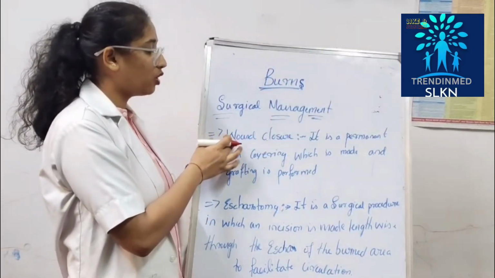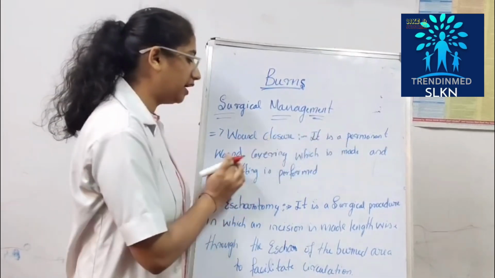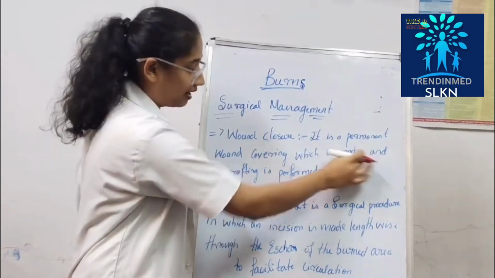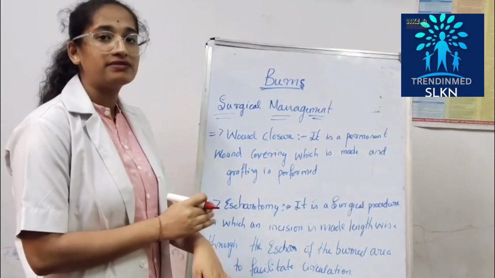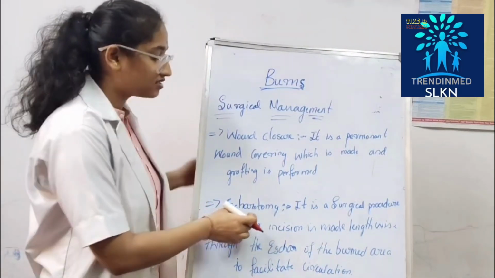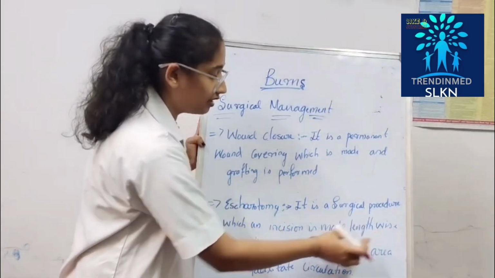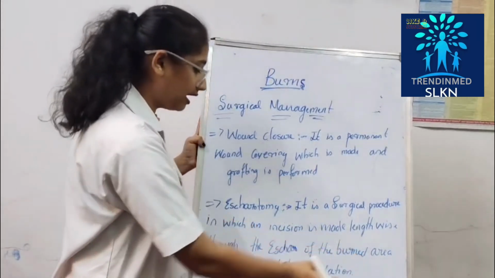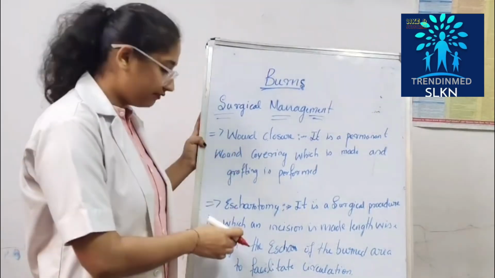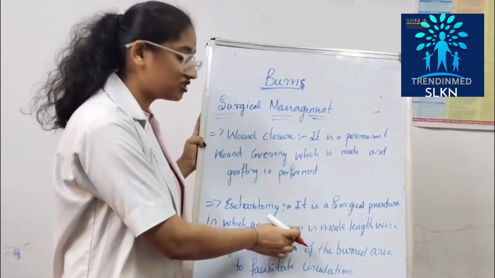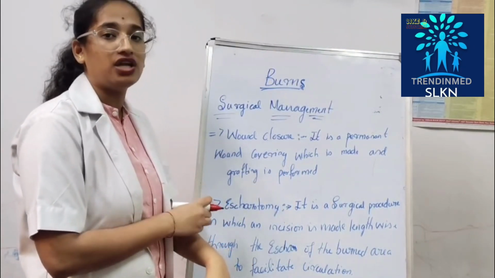Now we will discuss the surgical management. In surgical management, wound closure and escharotomy will be conducted. Wound closure means a permanent wound covering is made and grafting is performed. It is the permanent covering of the wound, made by the grafting of skin. Then escharotomy is a surgical procedure in which an incision is made lengthwise through the eschar of the burned area to facilitate circulation. A small incision, a small cut, is made in the burnt area, and it facilitates the circulation in the burnt skin.